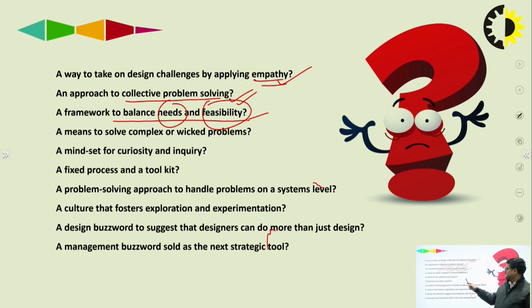The next question is a means to solve complex or wicked problems. See, wicked problems are more complex in nature, like climate related problems or similar kinds of problems. To solve those wicked problems, global warming may be the example. Everybody knows that global warming is a problem nowadays.